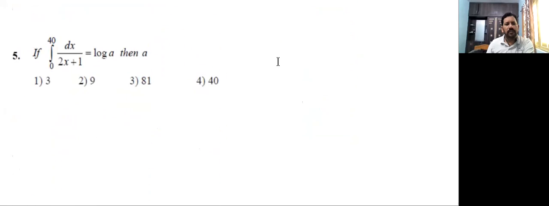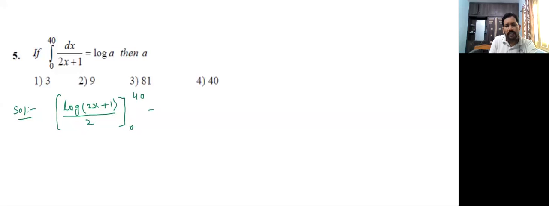See the next question. How to do this? Integration 1 by x dx, is it log x or not? But the denominator 2x plus 1 is there. So apply the integration. You will get log of 2x plus 1 divided by 2. Why am I writing 2? Because of the x coefficient. Now what is the limit? 0 to 40. That is equal to log a.